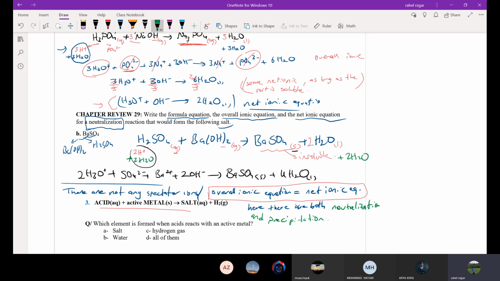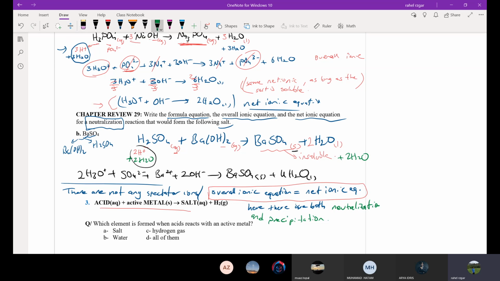If a salt is insoluble in these situations, the overall and net ionic equations will be the same. It will be the same. And we have both a neutralization and a precipitation reaction. That was the only difference from the previous reaction.